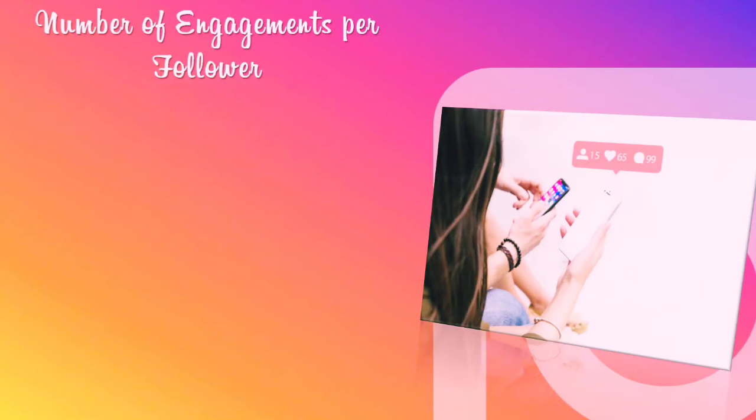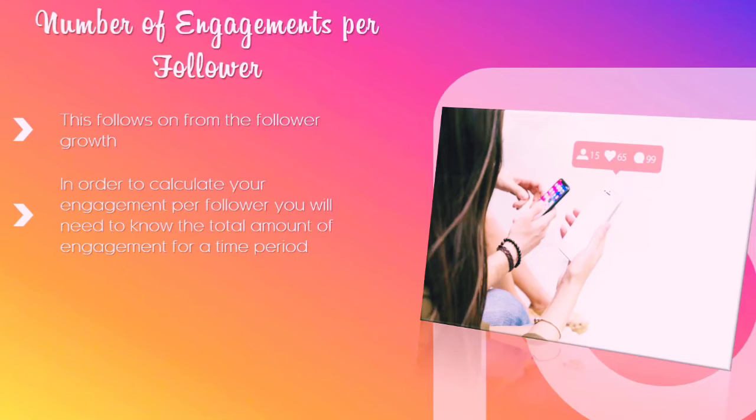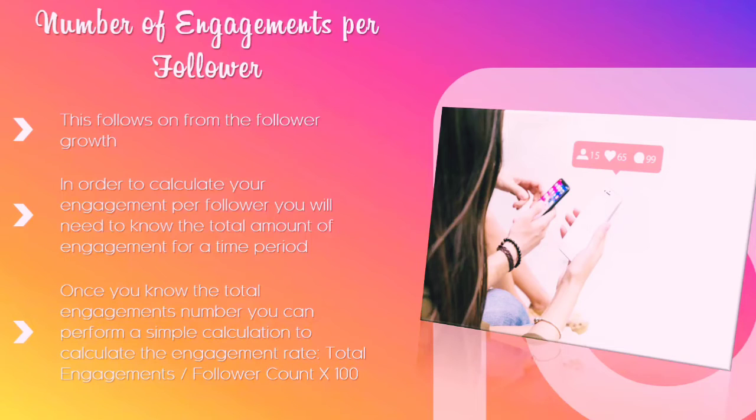Number of engagements per follower. This follows on from the follower growth. You want to know how many of your followers engage with your content, whether these are ads or regular posts. In order to calculate your engagement per follower, you will need to know the total amount of engagement for a time period. An external tool like Sprout Social or Agency Analytics can provide this. Once you know the total engagements number, you can perform a simple calculation to calculate the engagement rate.